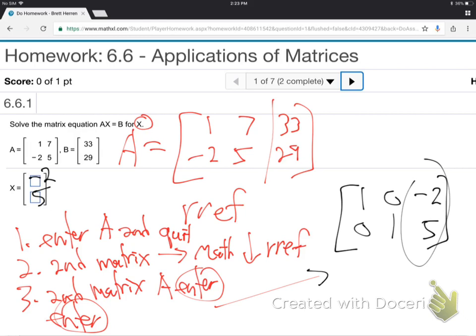So just do RREF. Just do what we did before. Don't do their new thing. If you type in the help, show me example button, they'll show you some new thing. Whatever. We'll just do it the old way. Good?